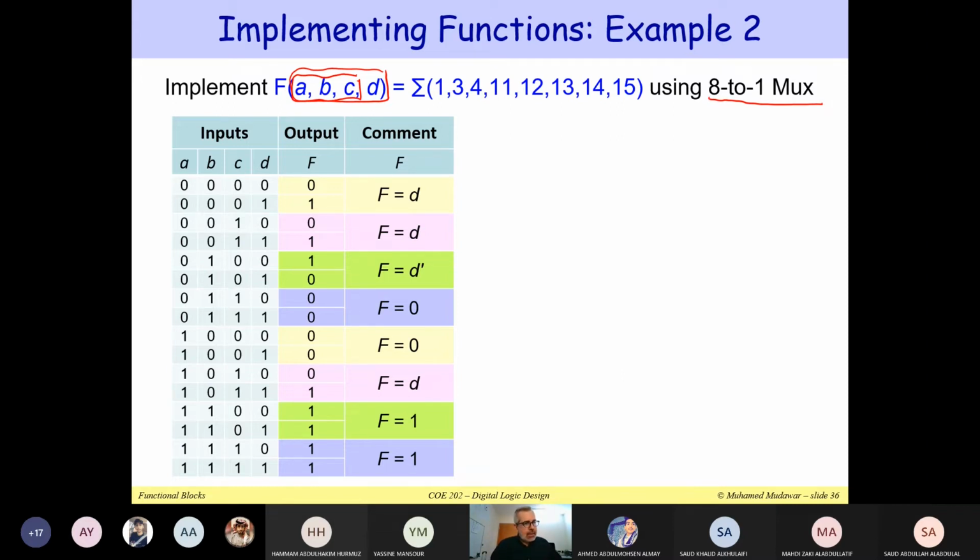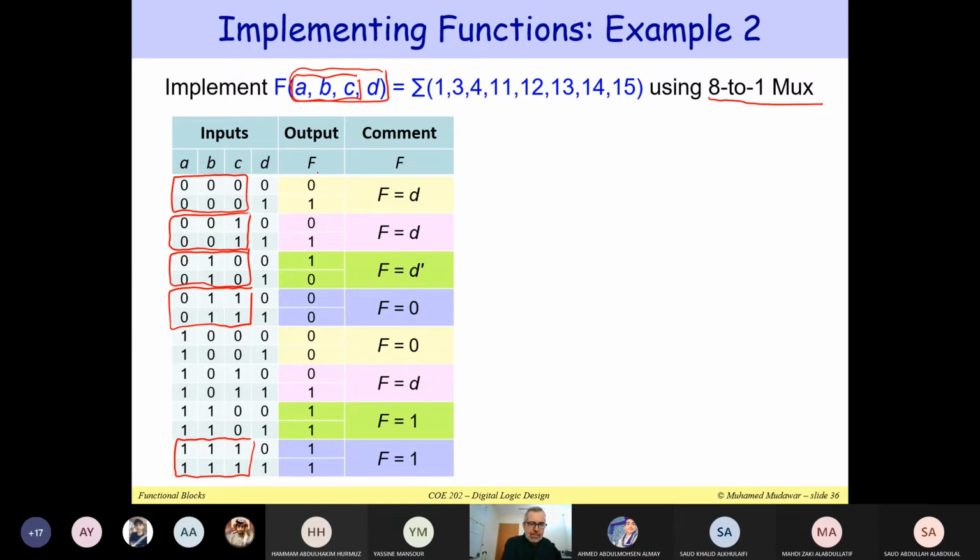Because we are using A, B, C for selection, A, B, C can be 0, 0, 0. They can be 0, 0, 1. So basically, you can take here a pair of entries inside the truth table. You have 0, 1, 0. You have 0, 1, 1, all the way here to 1, 1, 1. So these are the 8 cases that you have to consider. And then look at the output F.